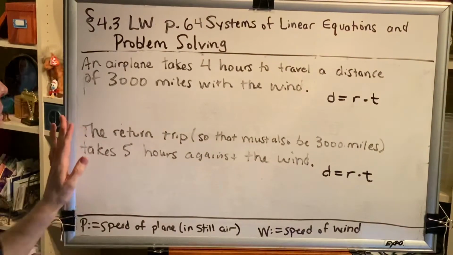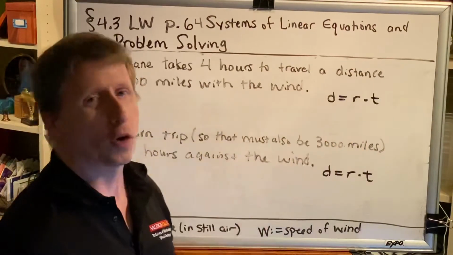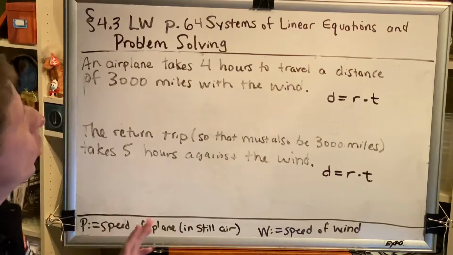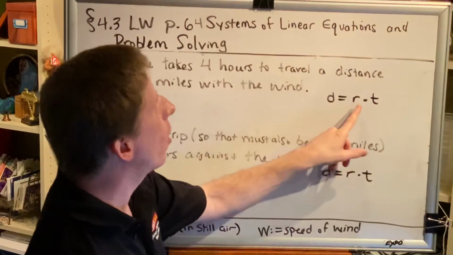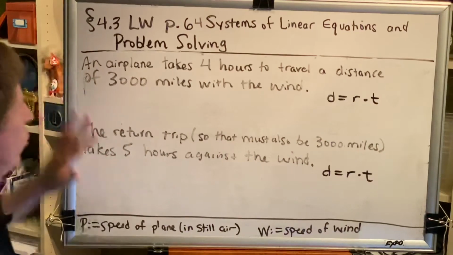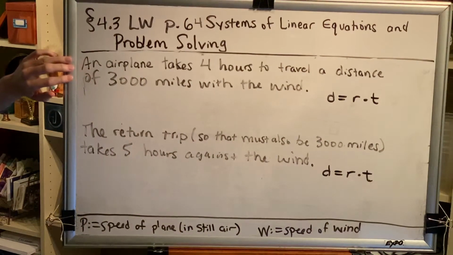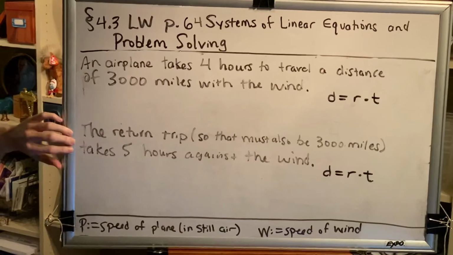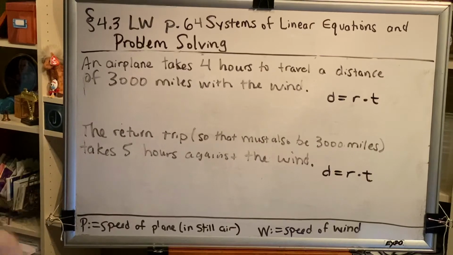This problem involves an object moving at a certain rate for a certain time for a total distance. So the formula that we're going to use here is distance equals rate times time. D equals R times T. All right, so there's two different situations. When the airplane first makes its initial trip with the wind, and then when the airplane makes its return trip against the wind. So each one of those will be an equation in our system.